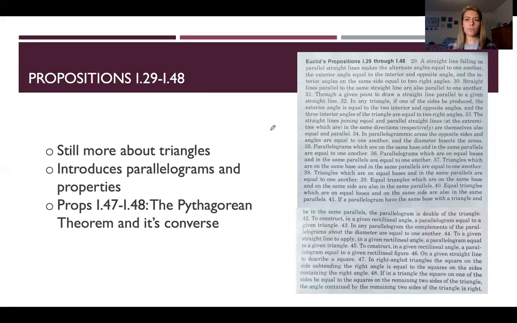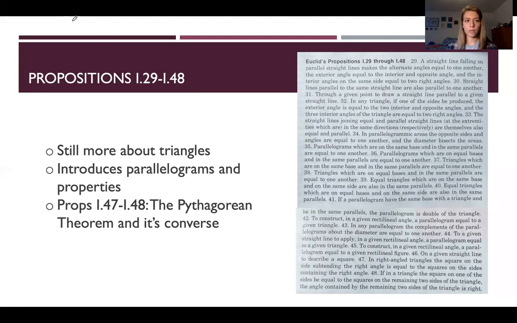And then the last few here, I'm going to go ahead and move my little screen there so you can see. The last of the propositions, 29 through 48, is still more about triangles. He introduces parallelograms because we do have the parallel postulate in these propositions, and so he's able to use things with parallel lines and defining things about those angles. And then 47 and 48 are the Pythagorean theorem and its converse, and we will go ahead and do Euclid's proof of this Pythagorean theorem here.